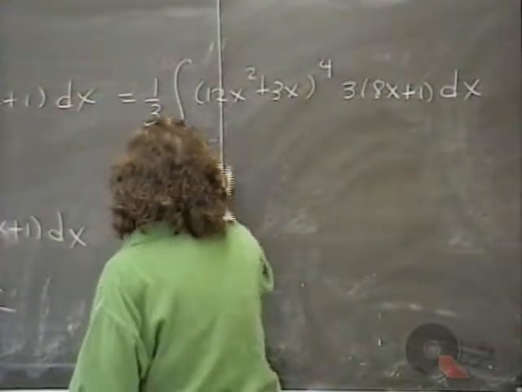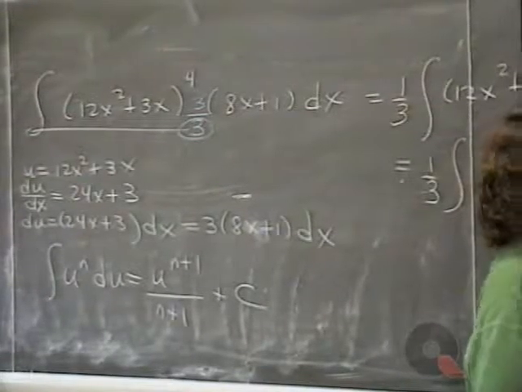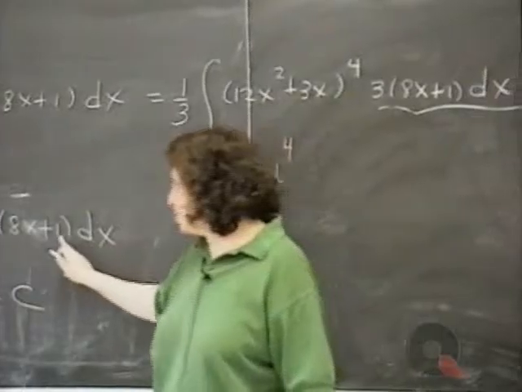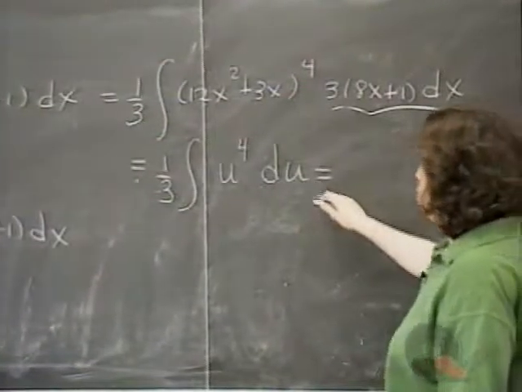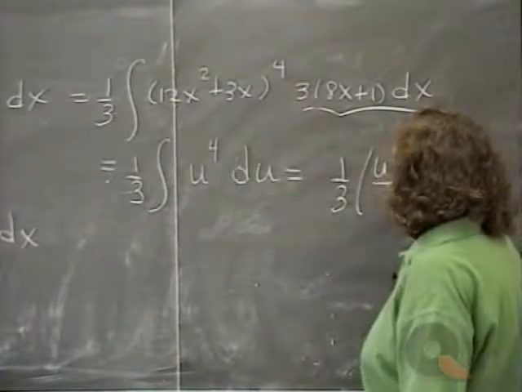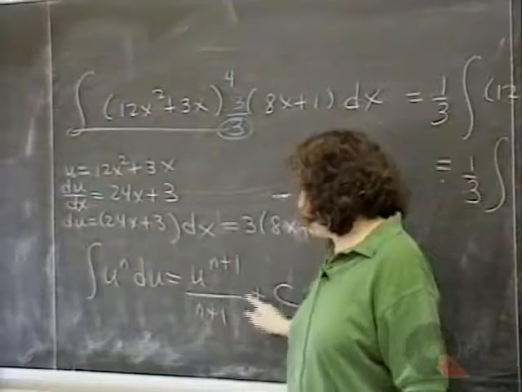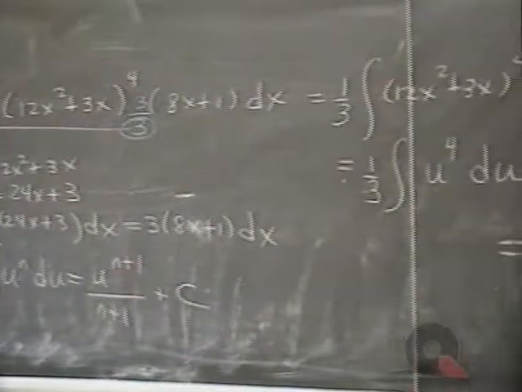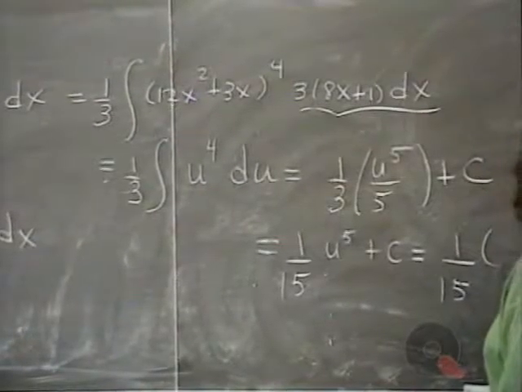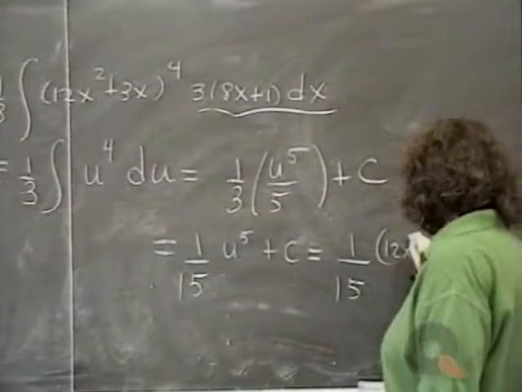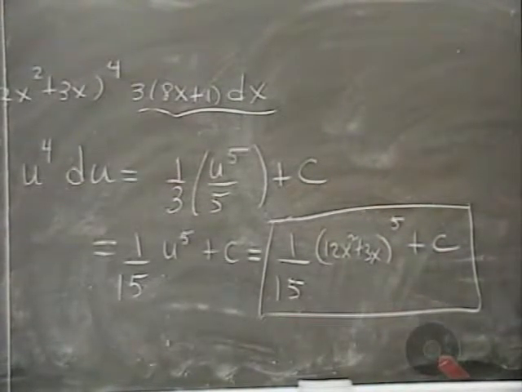And under our substitution, this cleans up into 1/3. Now, 12x squared plus 3x is u. So this becomes u to the 4th. And this thing here, 3 times 8x plus 1 dx, is just du. So this becomes 1/3 antiderivative of u to the 4th du. How do you antidifferentiate u to the 4th? With respect to u, it's u to the 5th over 5 plus c. So you get 1/15 u to the 5th plus c. Going back to x, the original variable, 1/15 u to the 5th plus c, where u is 12x squared plus 3x. And that is the end of the problem and the end of the videotape.